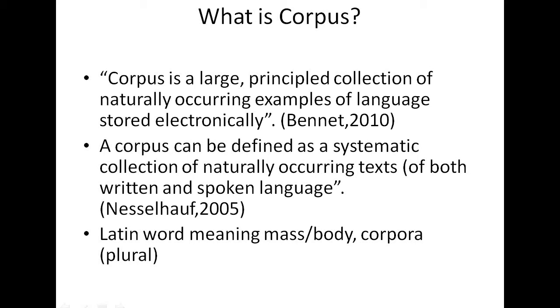Then a corpus can be defined as a systematic collection of naturally occurring texts. So again, it is a systematic, organized kind of collection of corpus. And what we get further, the collection may be both written and spoken language. So it means that corpus does not mean only the collection of examples of written language, but we can even form a corpus consisting of spoken language.